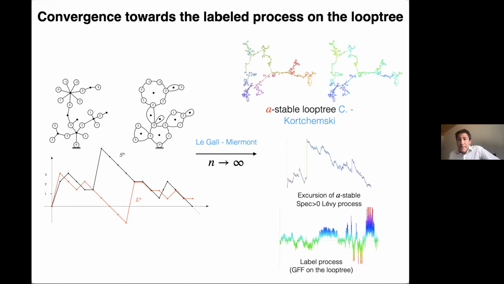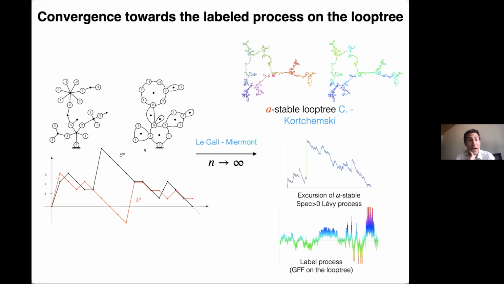Okay, so formally, you have this tree, this label tree, which is encoded by 2 processes. The first process, Sn, is the usual Lukasiewicz exploration of your tree, which is in black here. And the red process is the label process, which records the labels of your vertices when you explore this tree in the contour.